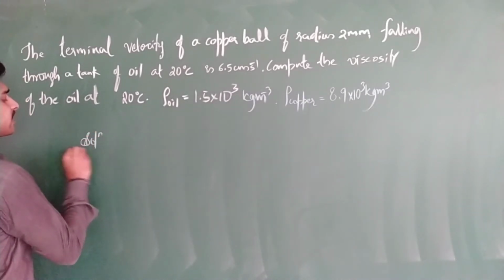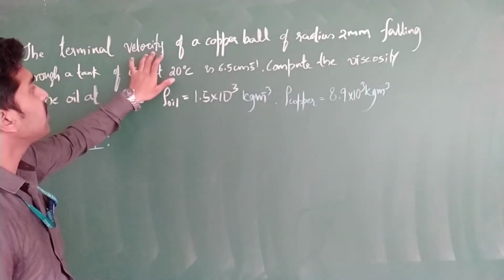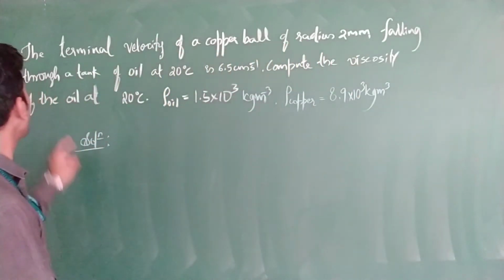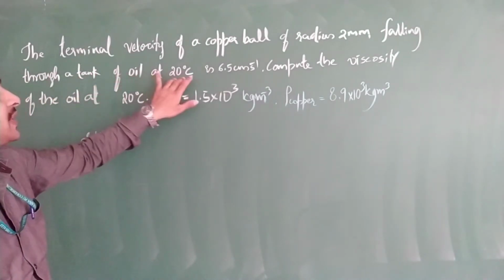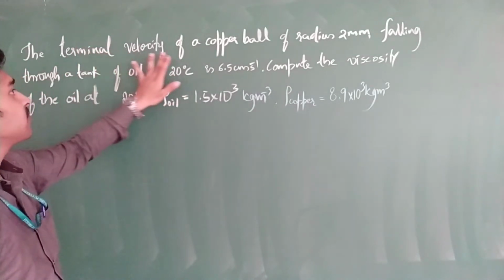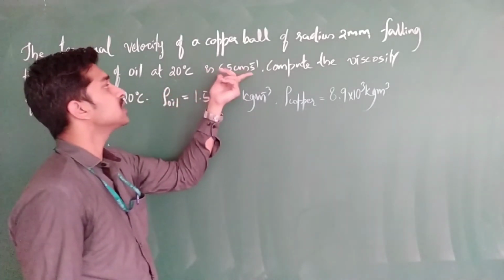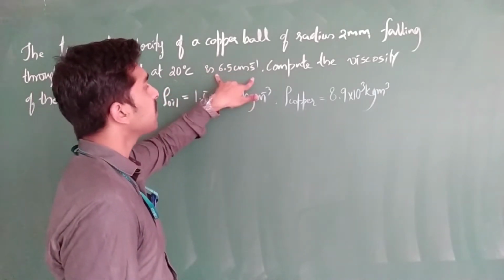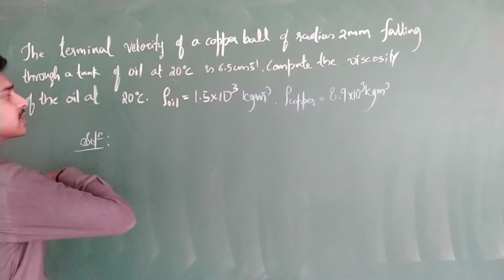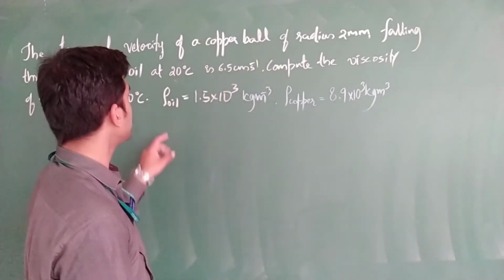So what are the things they have given in this question? First we will go through this question. The terminal velocity of a copper ball of radius 2 mm falling through a tank of oil at 20 degrees Celsius is 6.5 cm per second. So the terminal velocity value is given. Compute the viscosity of the oil at 20 degrees Celsius. For that same temperature, they are asking to calculate the coefficient of viscosity.